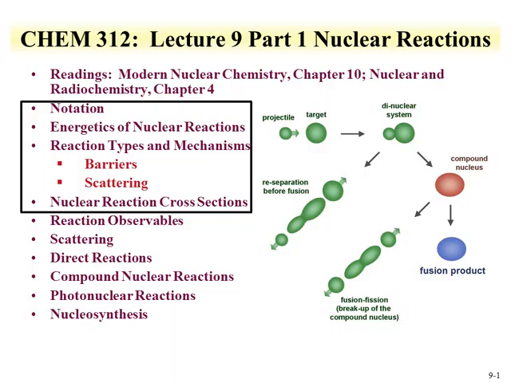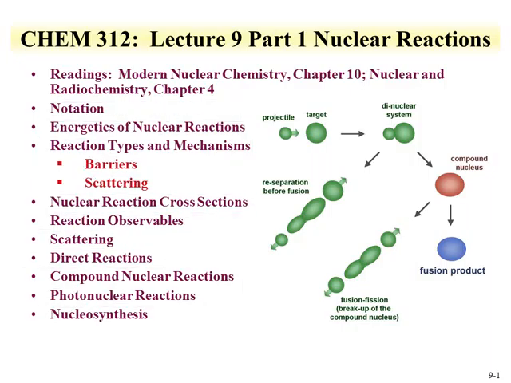The first part will cover notation, energetics of nuclear reactions, reaction types and mechanisms. We'll talk about barriers, scattering, and then we'll end this part of Lecture 9 with nuclear reaction cross-sections. And we'll discuss how cross-sections can actually be larger than the physical size of the nucleus.